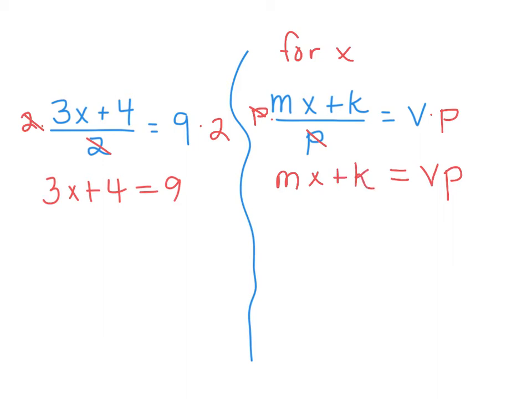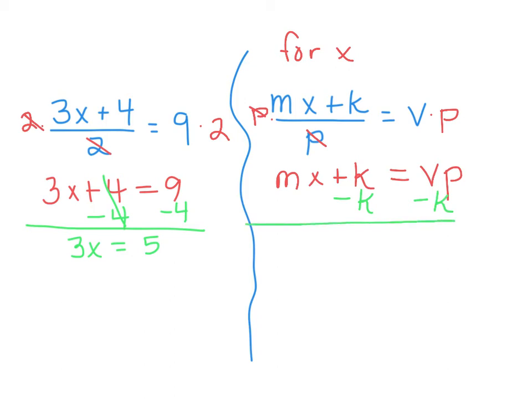I'm going to go back to the left here. Where would I go from there? Well, my next step would be to subtract the 4. That would give me 3x equals 5. Subtract the k on the right, so that thing that's hanging out by itself. And again, I'm thinking about what's happening to the x. The x is being multiplied by m and then added to k, so I'll undo that minus k first. That's going to give me mx equals, now this weird looking thing, VP minus k.